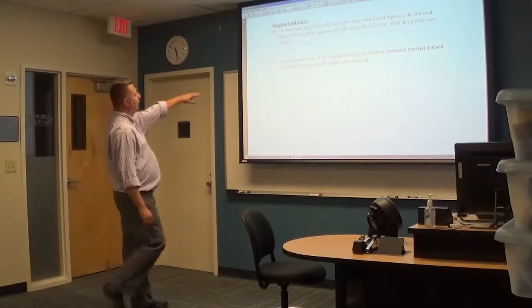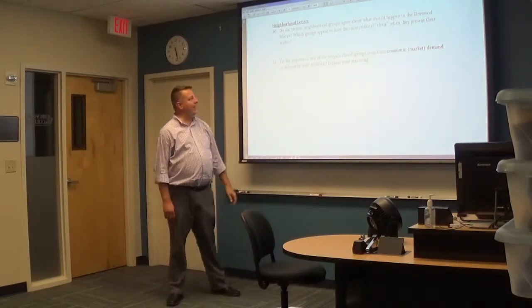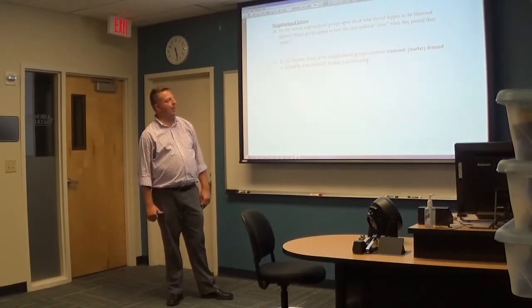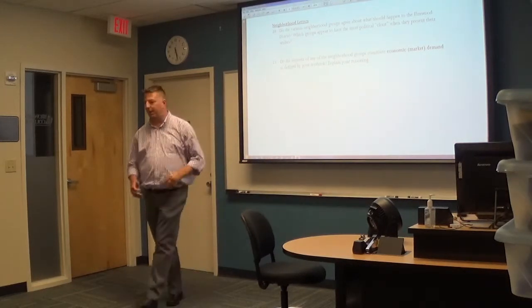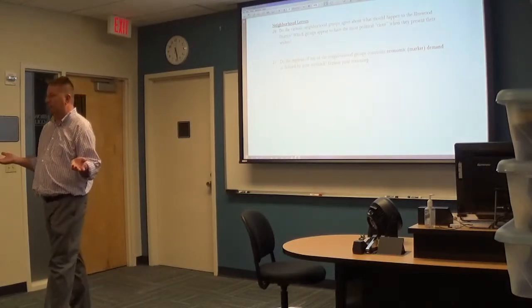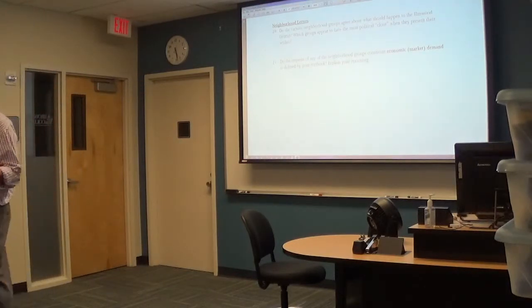Okay. All right. And then lastly, do the requests of any of the neighborhood groups constitute economic or market demand as defined by your textbook? So, is there any group that has sort of bargaining power? Well, the Jobs and Justice group is asking for things that are sort of market demand based, affordable housing, fundamental retail, that kind of stuff. Okay. Yes. Okay, anything else? Everyone else is just, I want, give me.